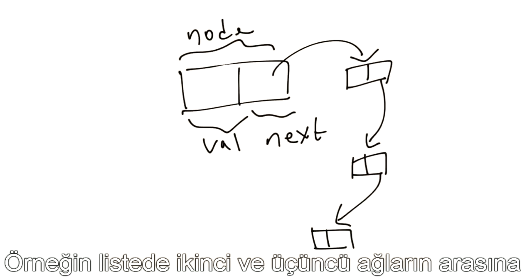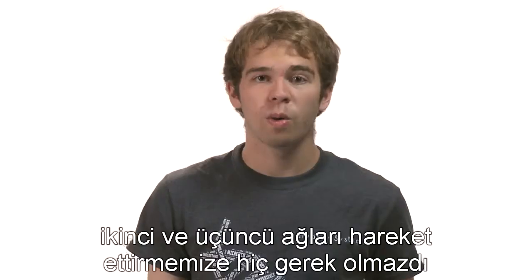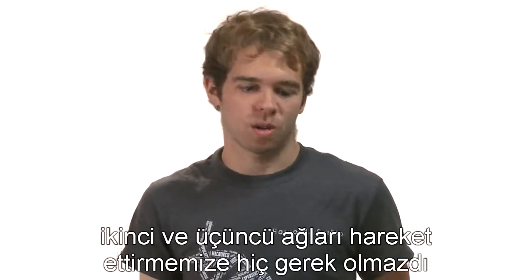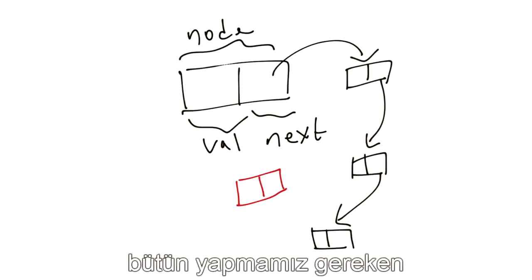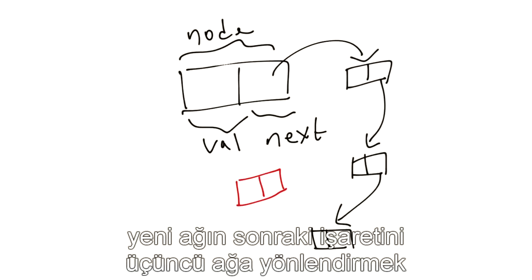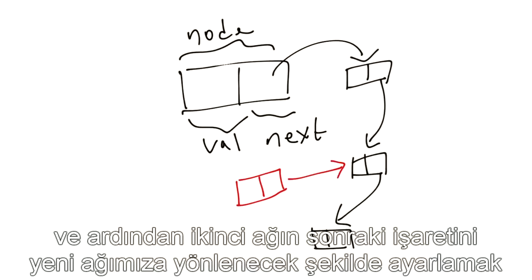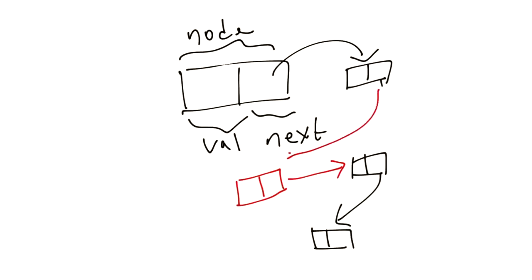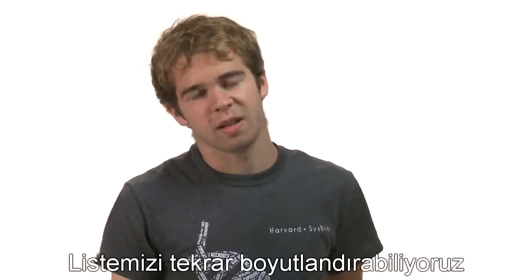For example, if we wanted to place a node in between the second and third nodes of the list, we wouldn't have to move the second or third nodes at all. Say we're inserting this red node. All we'd have to do is set the new node's next pointer to point to the third node, and then rewire the second node's next pointer to point to our new node. So we can resize our lists on the fly, since our computer doesn't rely on indexing, but rather on linking using pointers to store them.